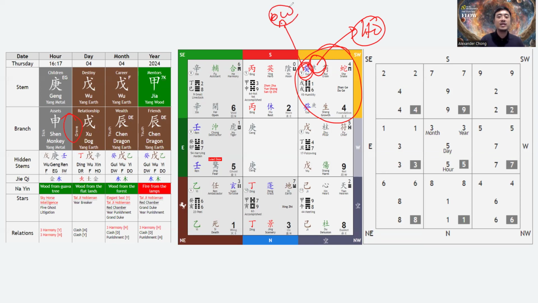Why is it like that? Because Geng is Eating God. I'm sorry, this is Geng, this is the Gui water. So most of the time it's because your intention from whatever you did before right now surfaces.